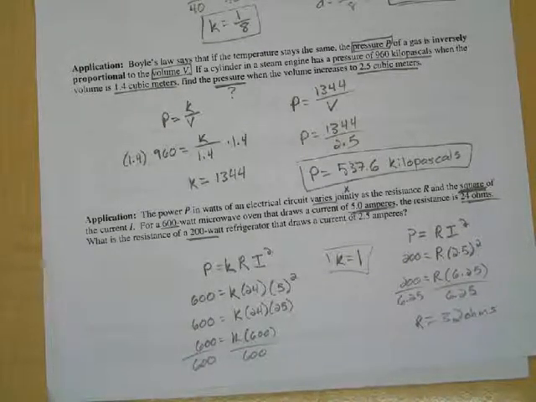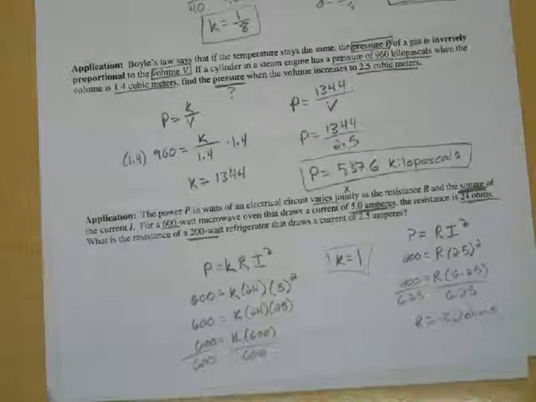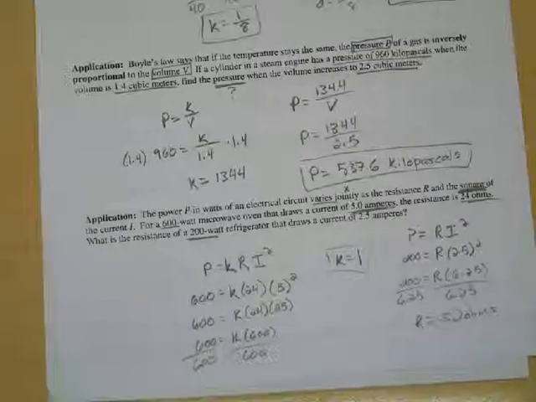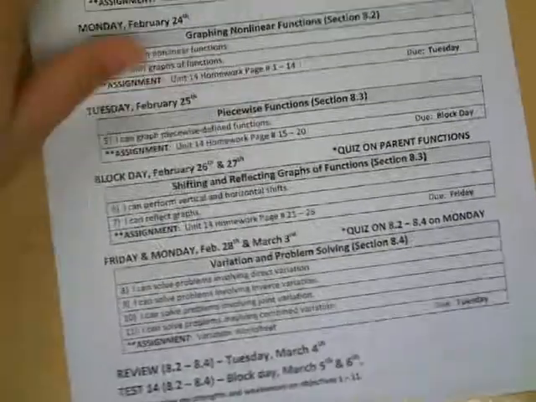And that would be the end of variation. The biggest part is remembering those three: direct is multiply, inverse is divide, joint is multiplying with just more of them. And that's all the variation there is, and that's actually the end of Unit 14. Great fun. Enjoy!